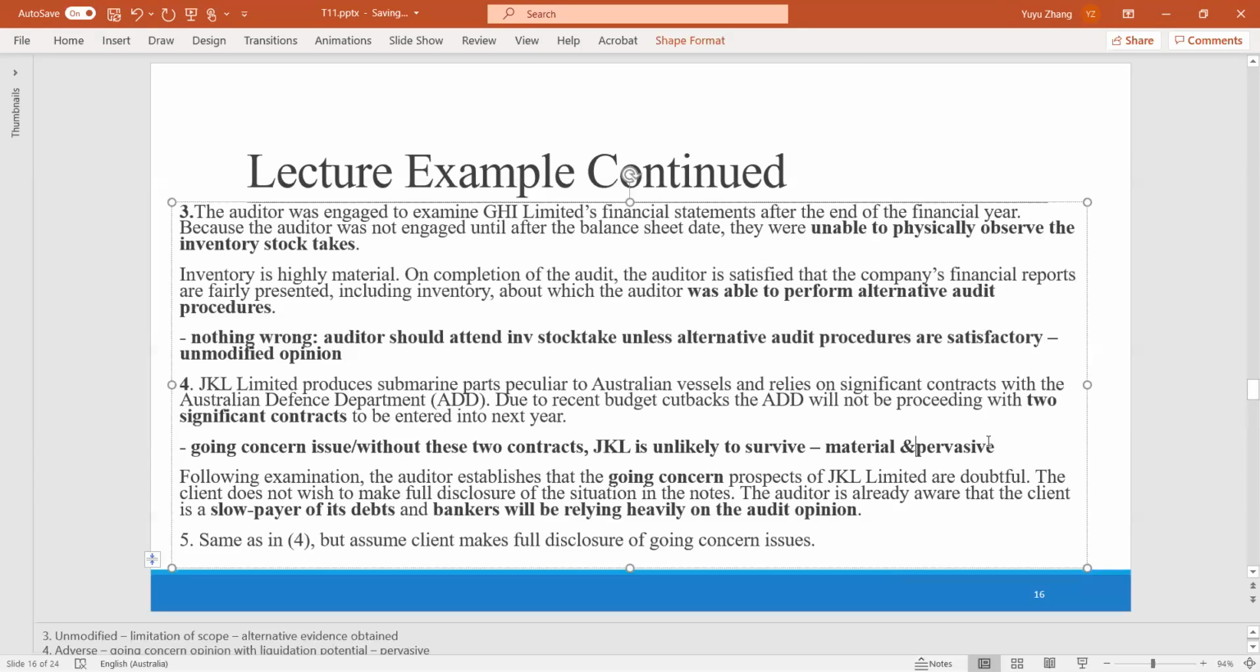So also tends to be pervasive. So what is our opinion? Adverse opinion due to the pervasive going concern issue, right? Of course, for case 4, if your argument is very clear that the situation is material, but you also discuss it's not pervasive, your conclusion of a qualified opinion for going concern could also be acceptable. Okay.